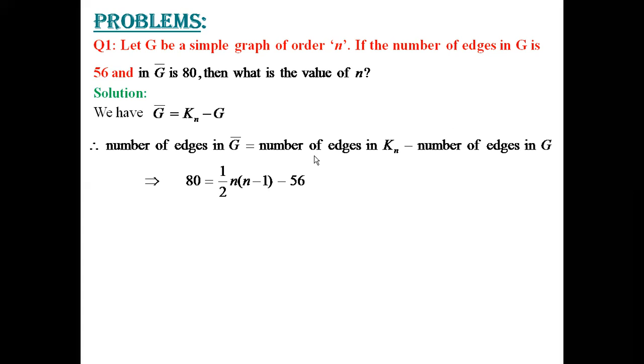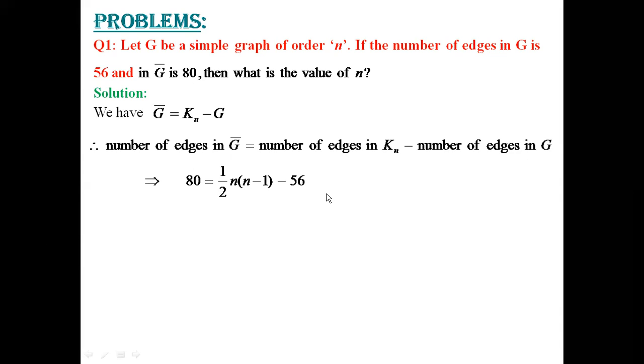So this gives us the number of edges in G complement is 80 from the given data. Number of edges in Kn: we recall a property that we had worked out in the basics of graph theory. The number of edges in the complete graph Kn, that is m, is equal to half of n into n minus 1, minus the number of edges in G. The number of edges in G is given from the data, which is 56.